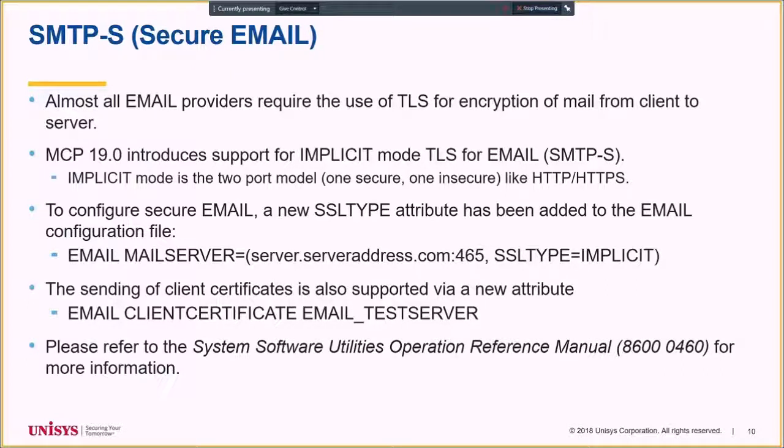We've seen a lot of requirements in the MCP client base about secure email. Almost all email providers require the use of TLS for encryption from the email client to the server. In MCP 19.0, we introduced support for implicit mode. Implicit mode is the 2-port model, like HTTP and HTTPS, and can be configured going to, for example, port 465 and having that secure mail server running. If you need more information about this, please refer to the System Software Utilities Operations Reference Manual for more details in the area about email support.